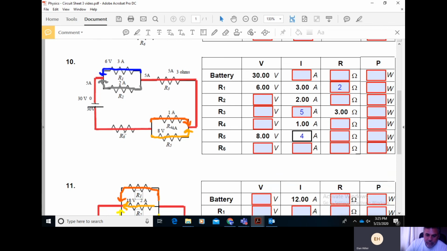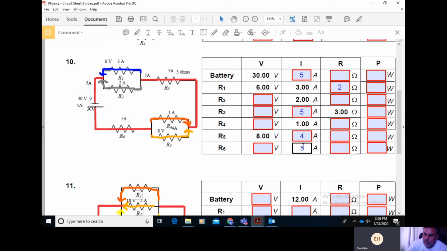And then resistor 6 is in series with this whole thing and is receiving total current. The total current, as we figured out already, is 5 amps. So not only is that 5 amps, but also coming from the battery is also 5 amps. So we have figured out a lot. 5 amps total current, 5 amps through R6.